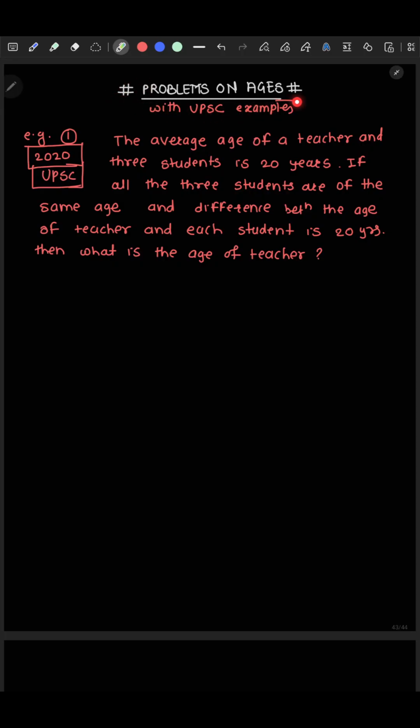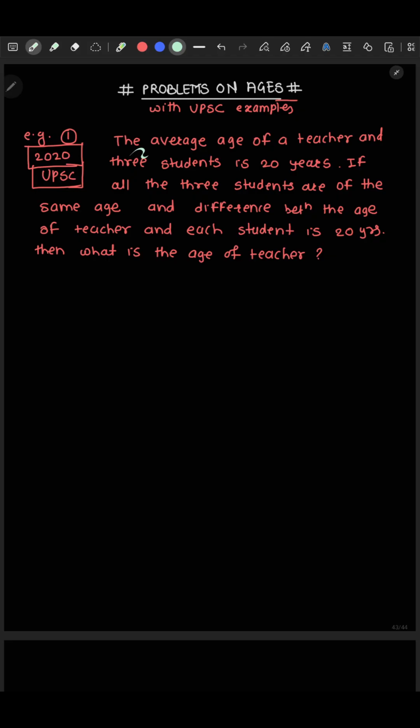So today we will start to see the problems on ages, and we will see some UPSC examples as well. So the first problem is from the 2020 UPSC examination. The first step is to understand the problem statement itself. Now here you see what is mentioned.